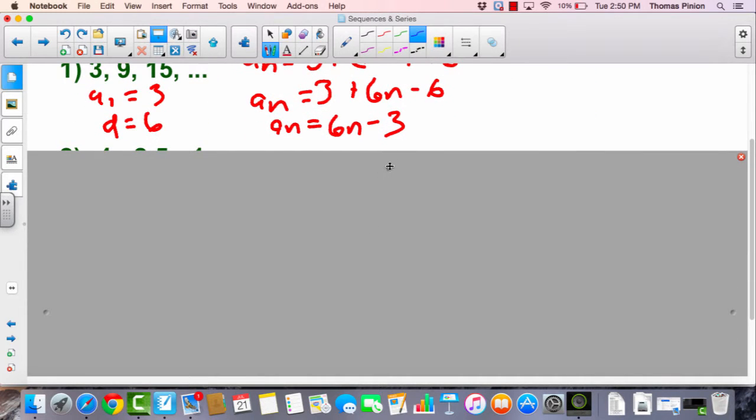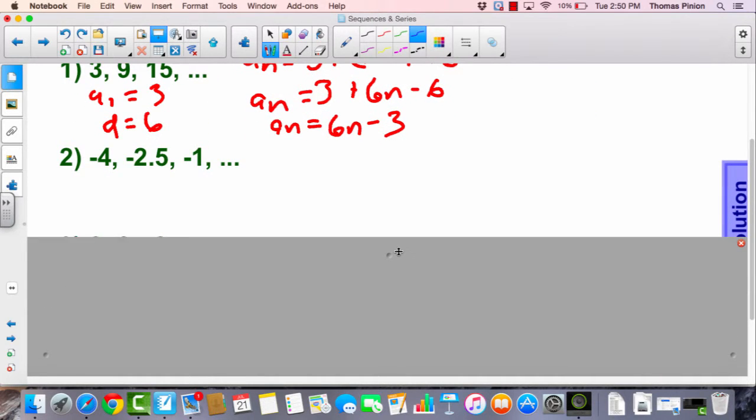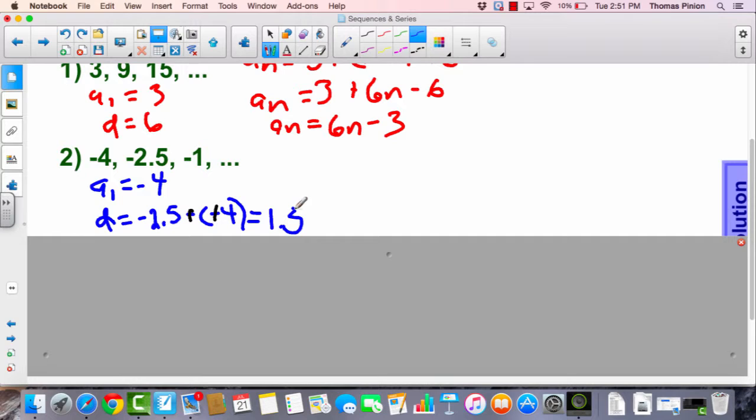Now let's look at another example. Here we have A sub 1 equals negative 4. For our common difference, if you can't see what it is clearly, remember, take A sub 2, which is negative 2.5, minus a negative 4. Do remember that when you subtract a negative, you add the positive. Negative 2.5 plus 4 is going to be a positive 1.5. That's going to be your d, 1.5.